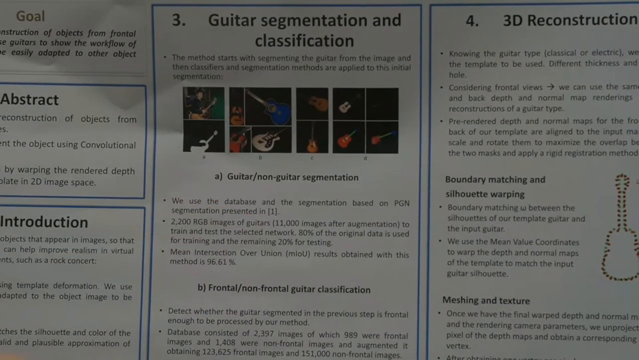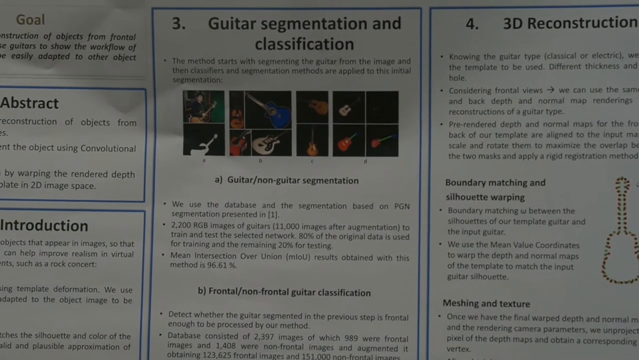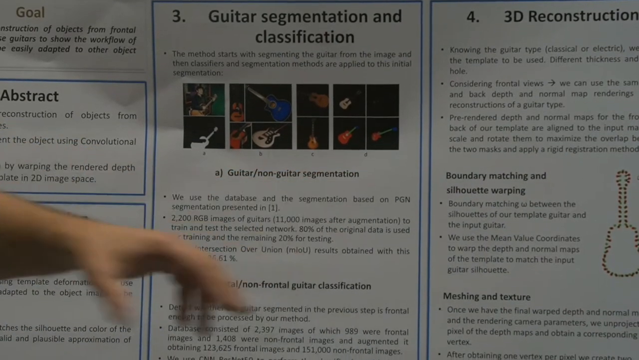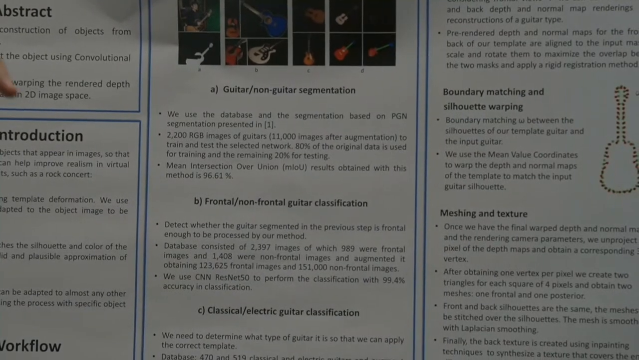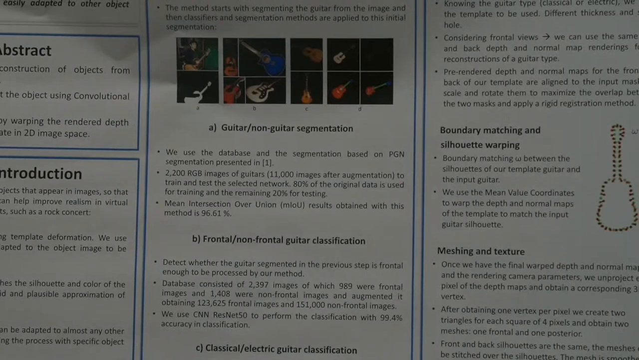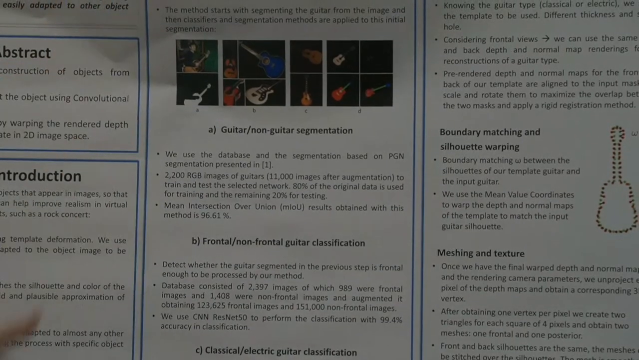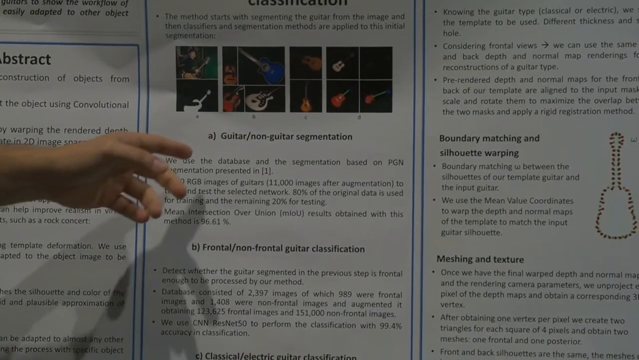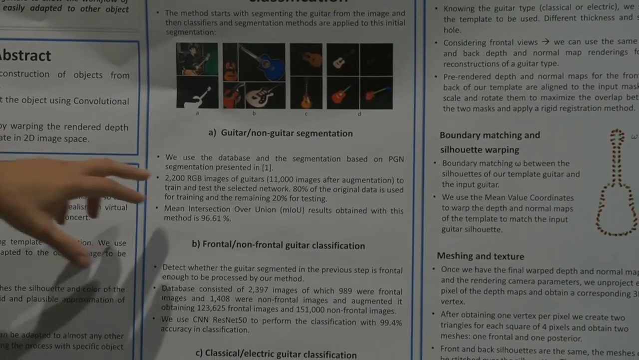We also detect the type of guitar. In this case, we use Spanish and electric guitars. And finally, we apply a segmentation of the regions in order to correctly adapt the regions of the object that we want to segment into the template. So in order to perform all these image processing techniques, we use neural networks, but in 2D.